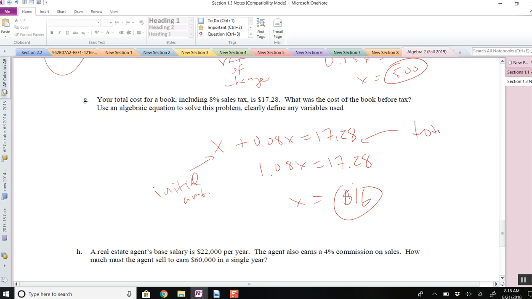That was the total amount. That's also an unknown. And of course, that's a rate of change. It's kind of like a slope, the 8%, because that's 8 out of 100. So for every $100 for the cost of a book, or cost of an item, you have to pay an extra $8 in tax.